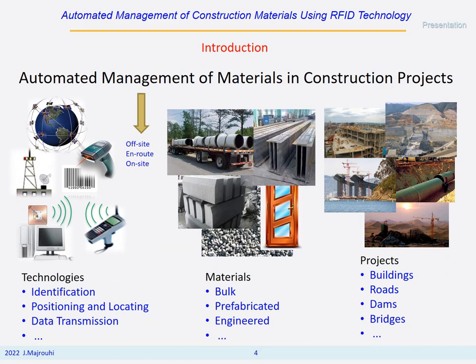Every type of project, such as buildings, roads, dams, and bridges, could exploit a wide range of technologies, including identification, positioning and locating, and data transmission to manage material flow and supply chain. Normally, material will follow the same route to be delivered to the construction site. Bulk material, prefabricated and engineered material should be manufactured off-site and then transported to the project site.